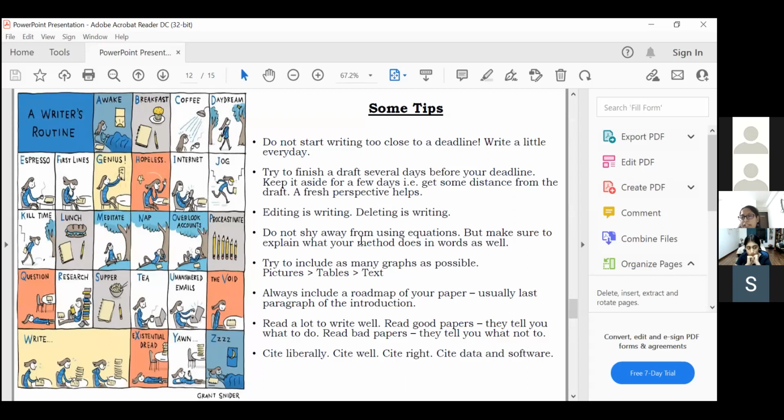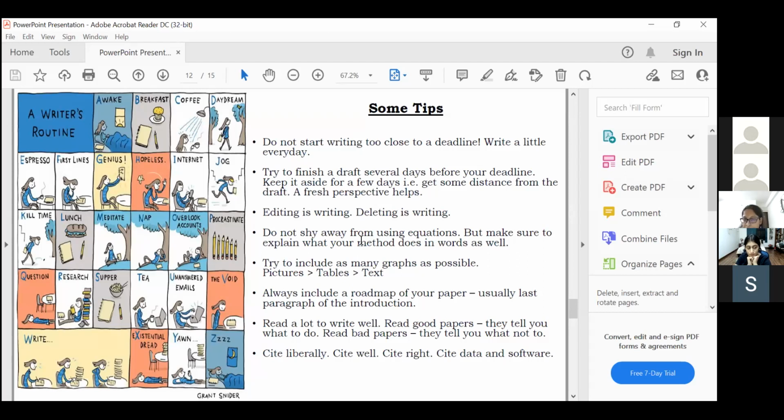You do not have to write your entire paper in one sitting. In fact, you will most likely not be able to write your entire paper in one sitting. So write the paper as you do the research. One paragraph, one sentence, write a little bit as it evolves.